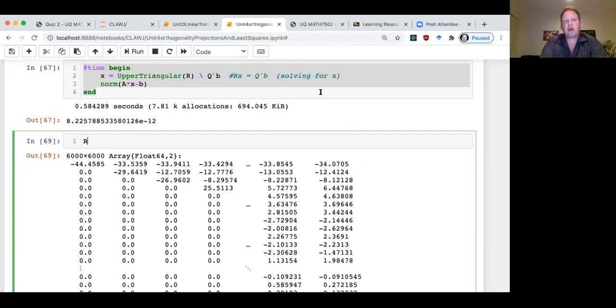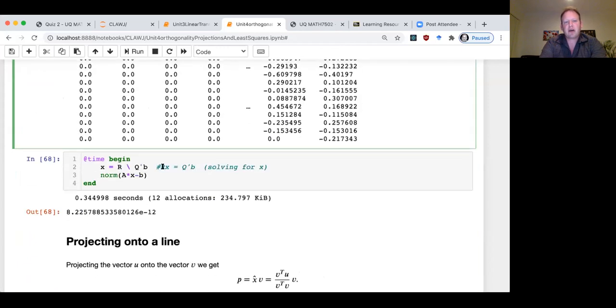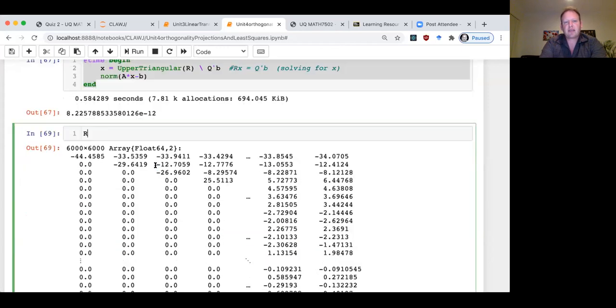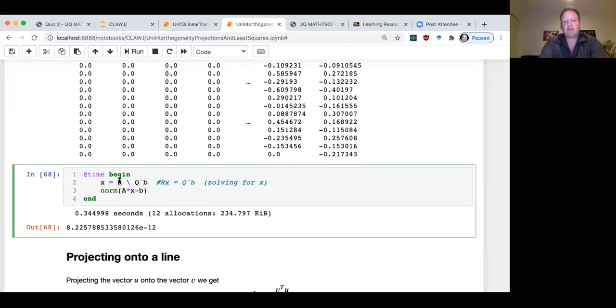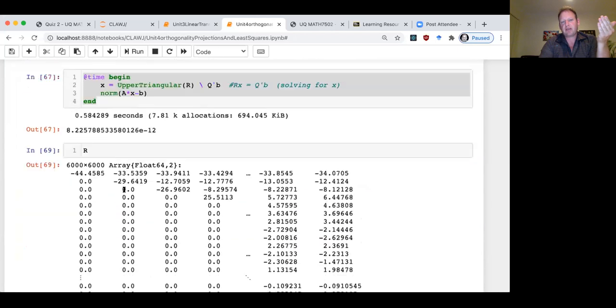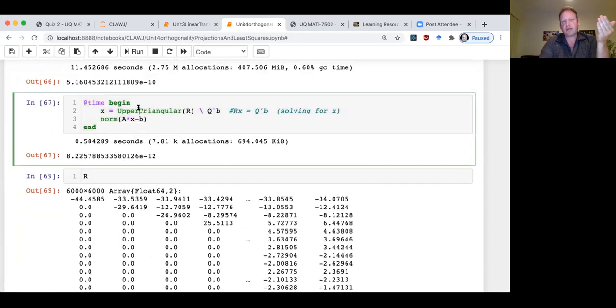I'm surprised. So there was a question, why do I need to run upper triangular? I thought when I did this that this wouldn't be smart enough to know that R is upper triangular, and then I'd do back substitution. But I guess I didn't even need to decorate it as upper triangular.